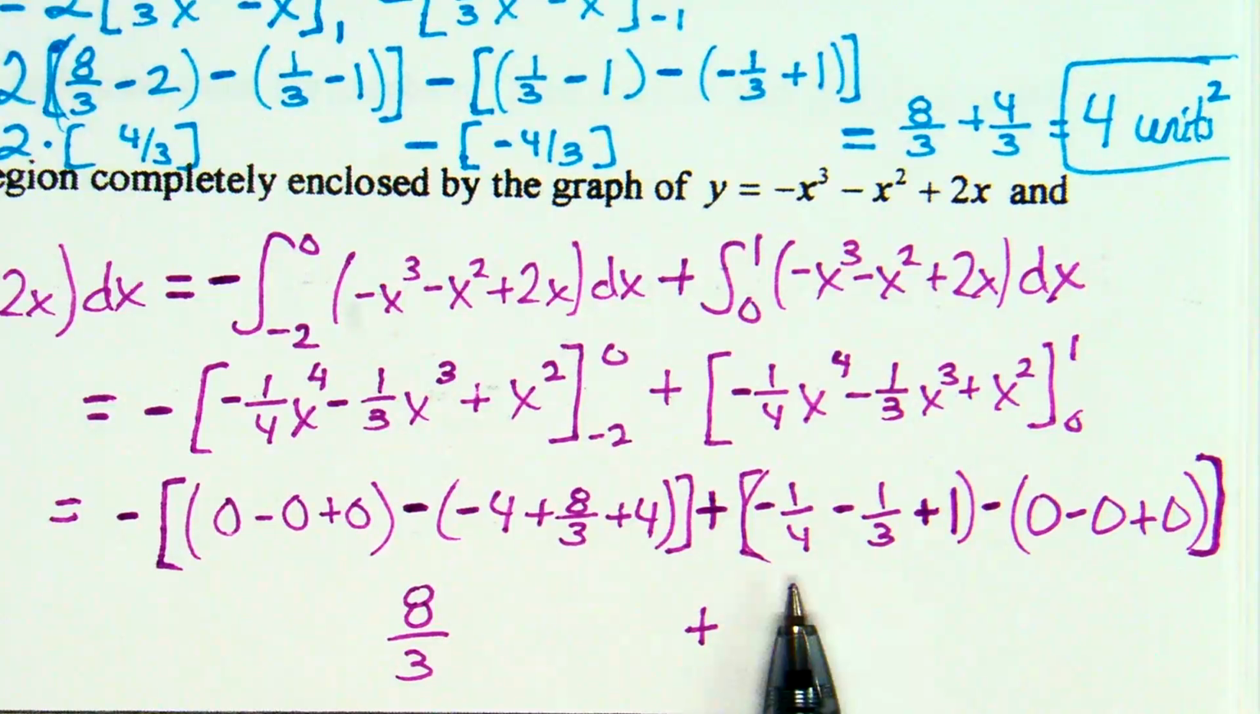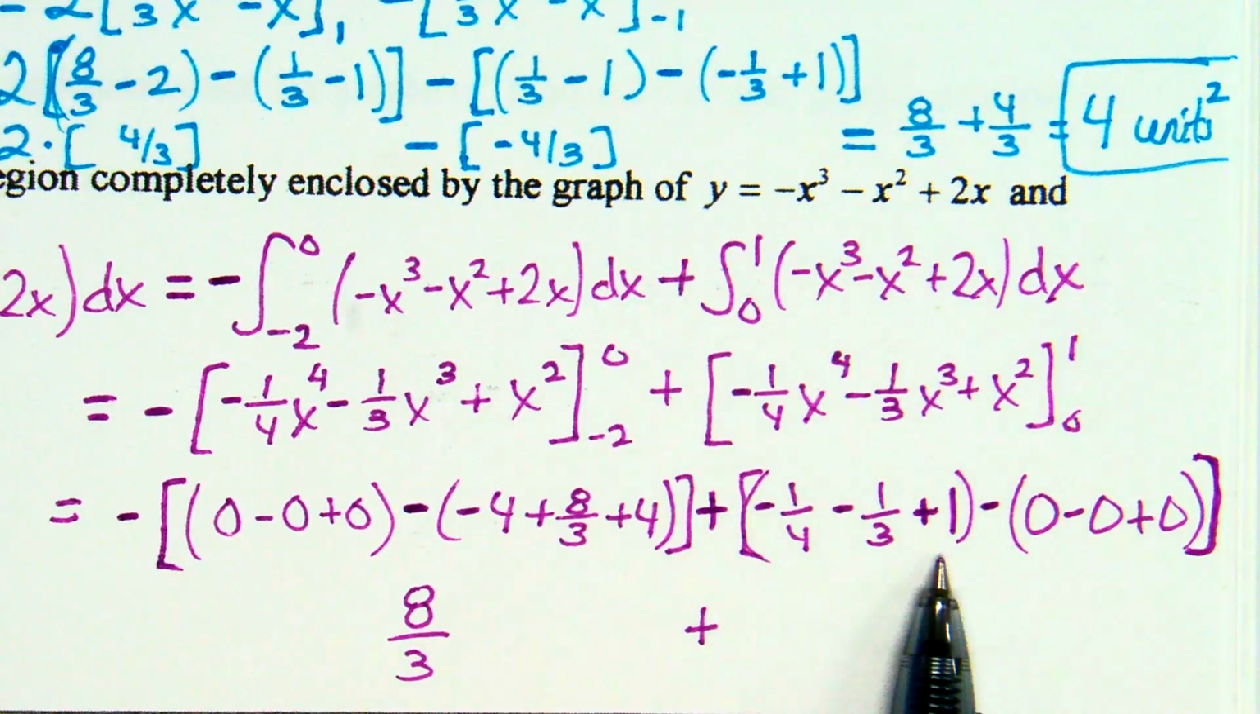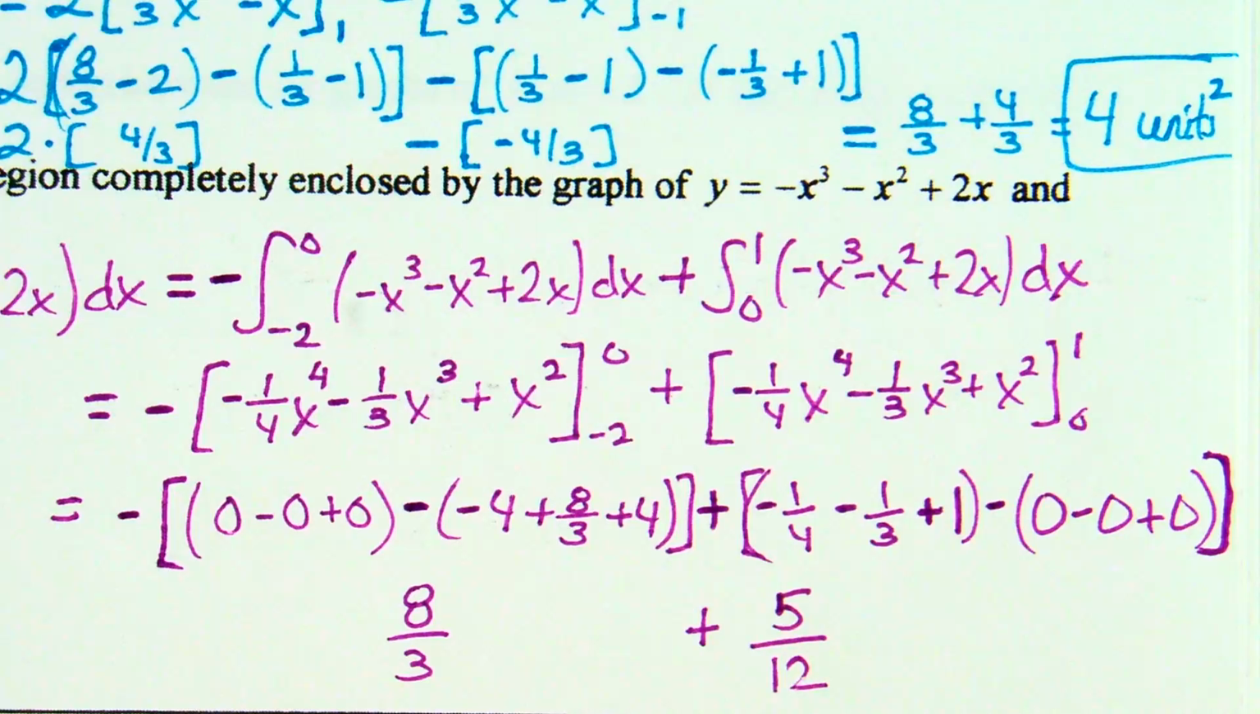Fourths and thirds need a common denominator of 12. 1/4 is 3/12. 1/3 is 4/12. Negative 3/12 minus 4/12 is negative 7/12. But then we're adding 1, which is 12/12. Negative 7/12 plus 12/12 is 5/12. Minus all those zeros.